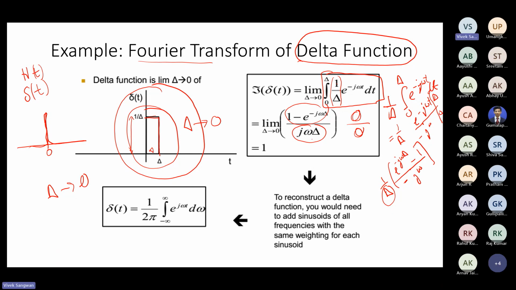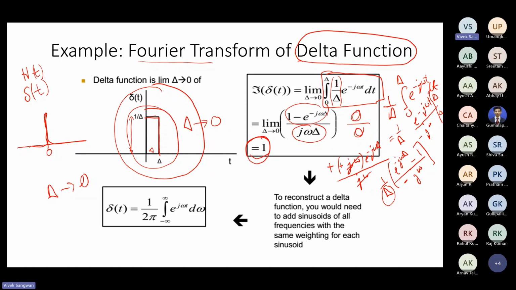So if we differentiate the numerator, we get minus j omega, and then e raised to the power minus j omega delta. And in the bottom, we get j omega. So this becomes plus, and j omega cancels. You substitute delta equal to 0, you get 1. So the answer is 1. So the Fourier transform of a Dirac delta function is 1.